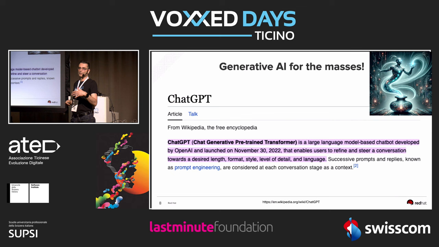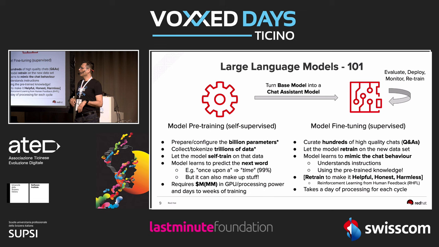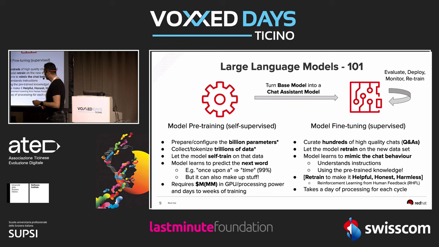So this is a very text-intensive slide, but I wanted to give you a very quick overview about large language models. So basically, the idea is you take a very big neural network, with billions of parameters, and tons of data. So these two factors are important. The bigger the neural network and the more data you feed it, the better it becomes.